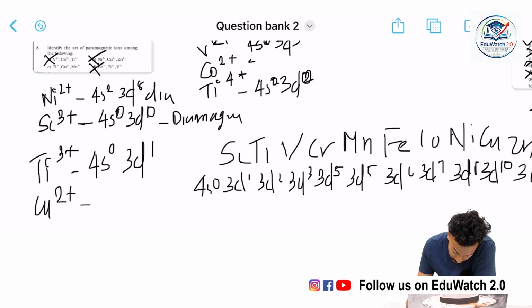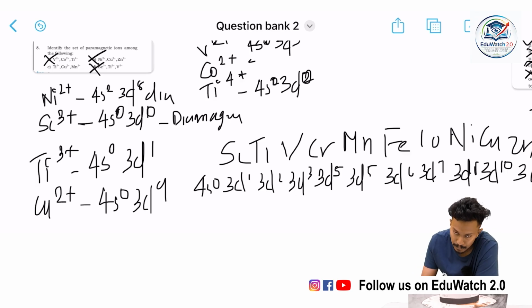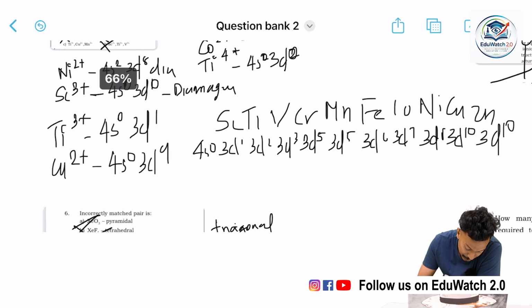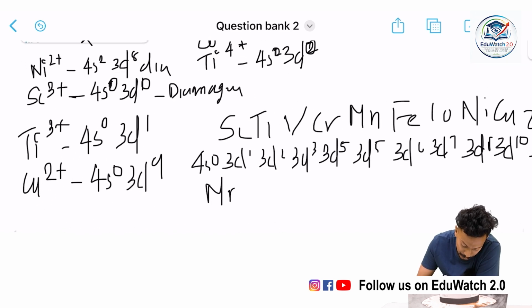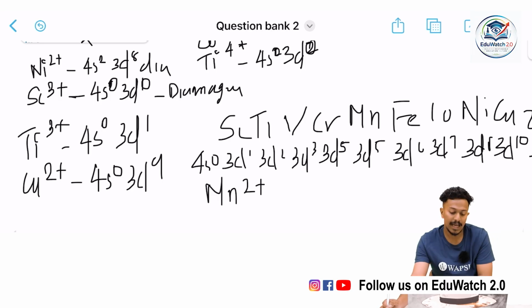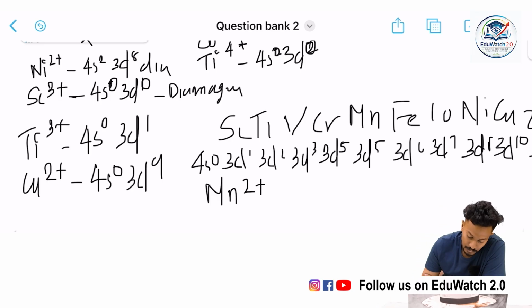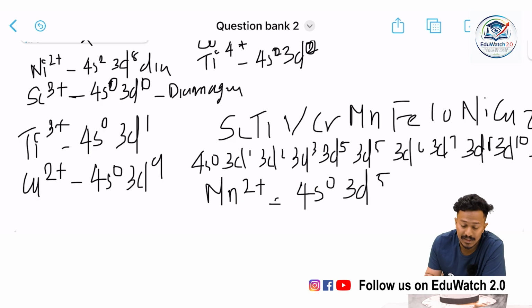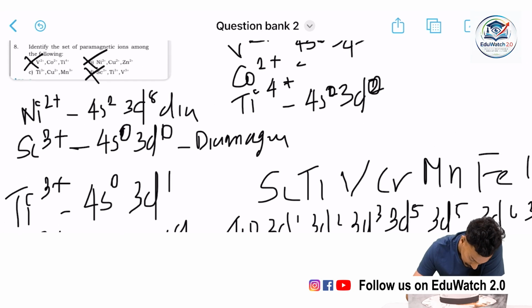Cu2+ has 4s1 3d10. Removing 4s gives 4s0 3d9, which is also paramagnetic. Mn2+ has 4s0 3d5, right? Which is also a paramagnetic structure. So the correct option would be option C. All the 3 elements are in the paramagnetic state.